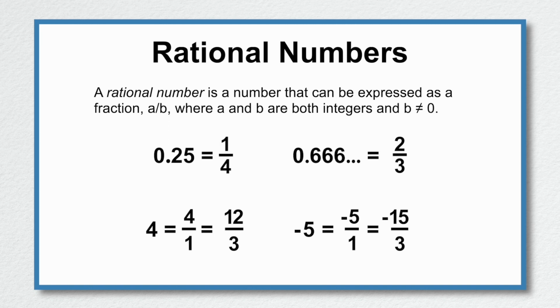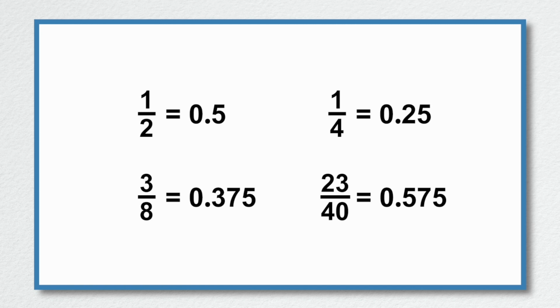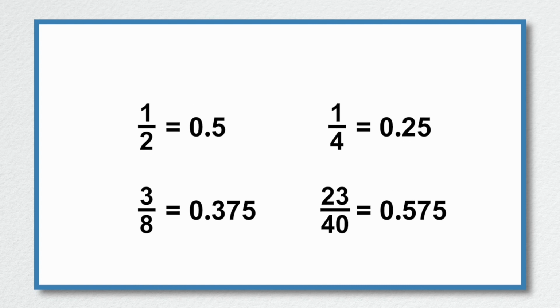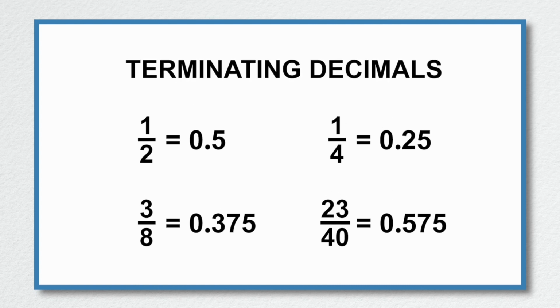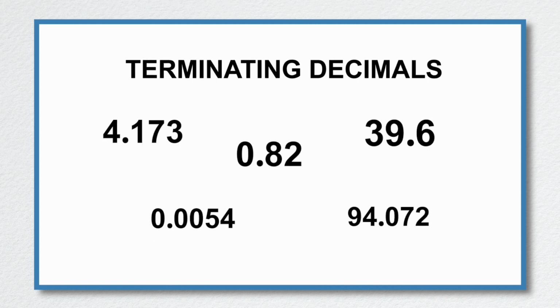Let's begin by exploring rational numbers a bit further. Here are some fractions: a half, a quarter, 3/8, and 23 over 40. Notice that in each case the decimal equivalent ends. We can see that a half is equal to 0.5, a quarter is equal to 0.25, and so on. These are called terminating decimals. So if you saw a terminating decimal, you know that this is a rational number.